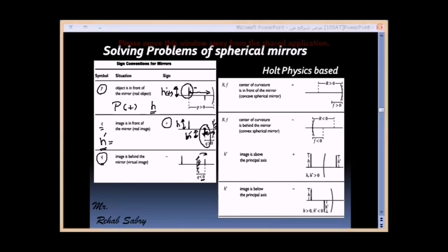Here, what about R and F? R and F are the distances between the focal point and the mirror; this is F, the center of curvature and the mirror. So if the mirror is converging, they will be here, so R and F will be positive. If it's diverging, R and F will be negative. So this is the rule of signs.